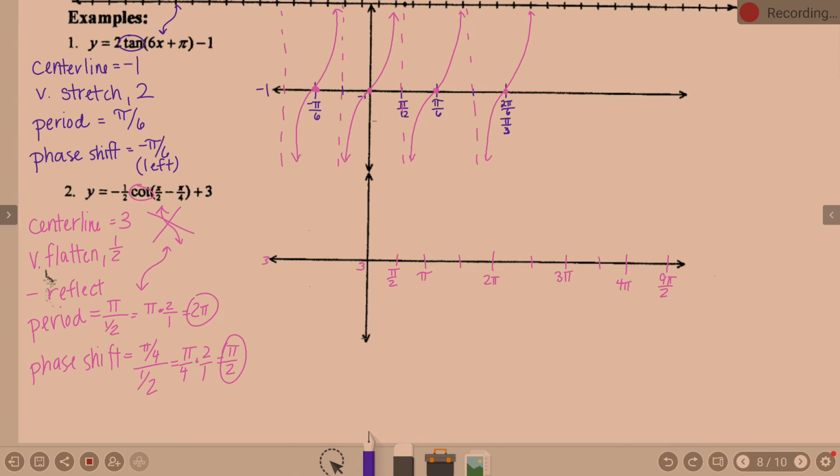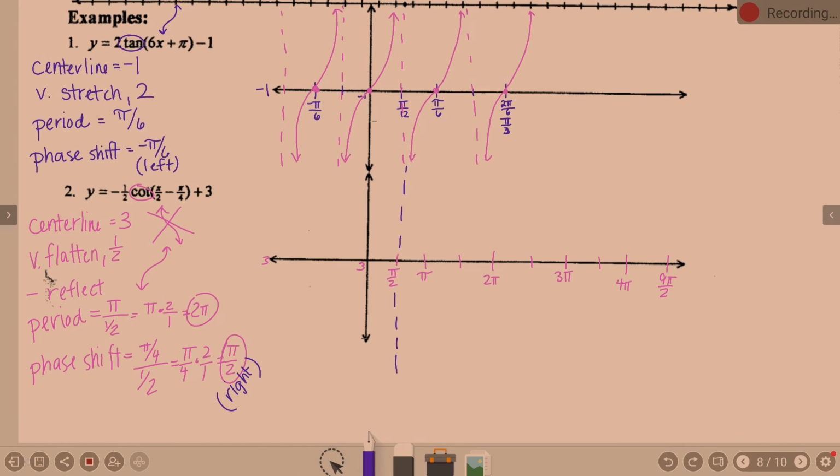Now, what are we graphing here? We're graphing a cotangent. What does cotangent start with at the origin? An asymptote. But I'm not drawing it in yet because I'm going to phase shift it. Where am I phase shifting that asymptote? Pi over 2. So what I can put down for sure is that I have an asymptote at pi over 2.